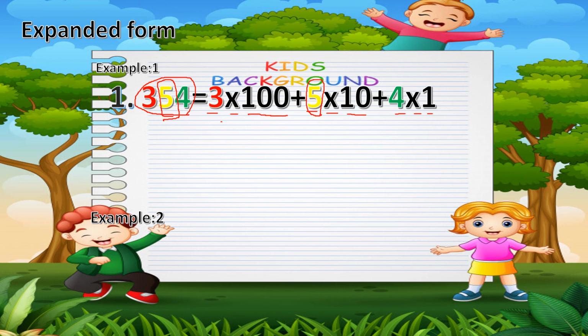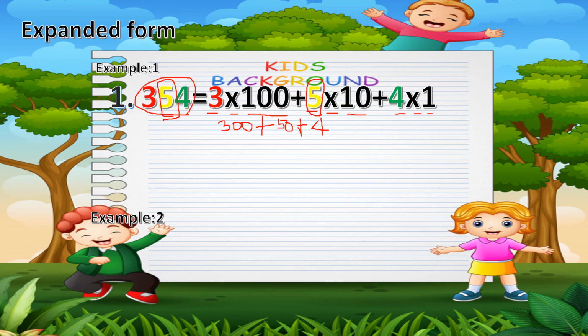So we write like this: 300 plus 50. Okay, it's difficult. Plus 4. So we're going to expand like this: 300 plus 50 plus 4 is equal to 354.